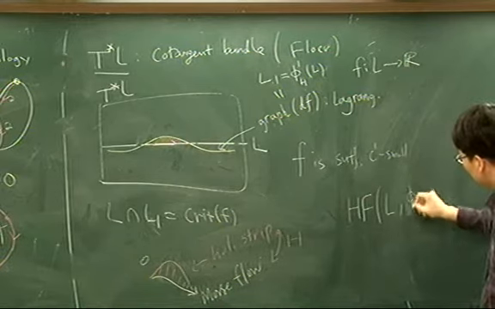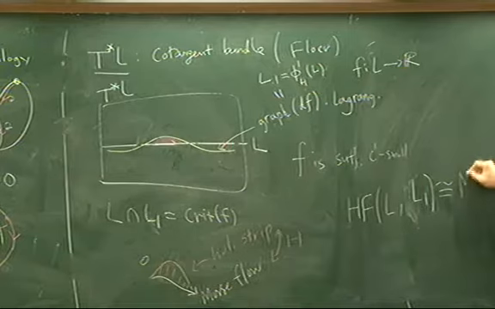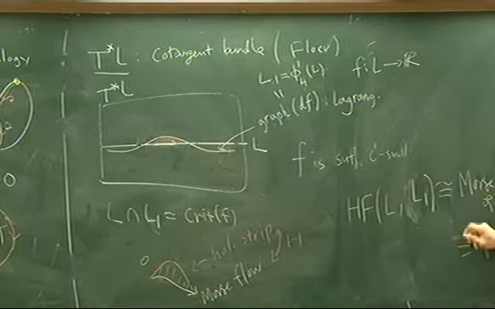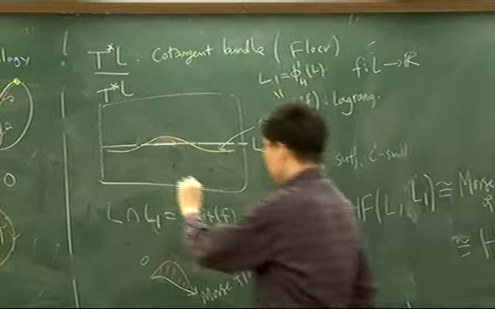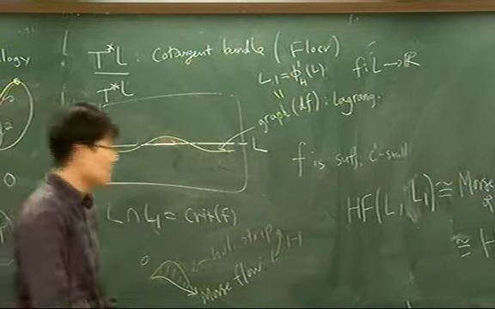So in this case, the Floer homology of phi(graph L), L1, is isomorphic to just the Morse homology of f, which, because f is a function on L, is the homology of L. So in general, in a very thin neighborhood of the Lagrangian manifold, this is what happens.